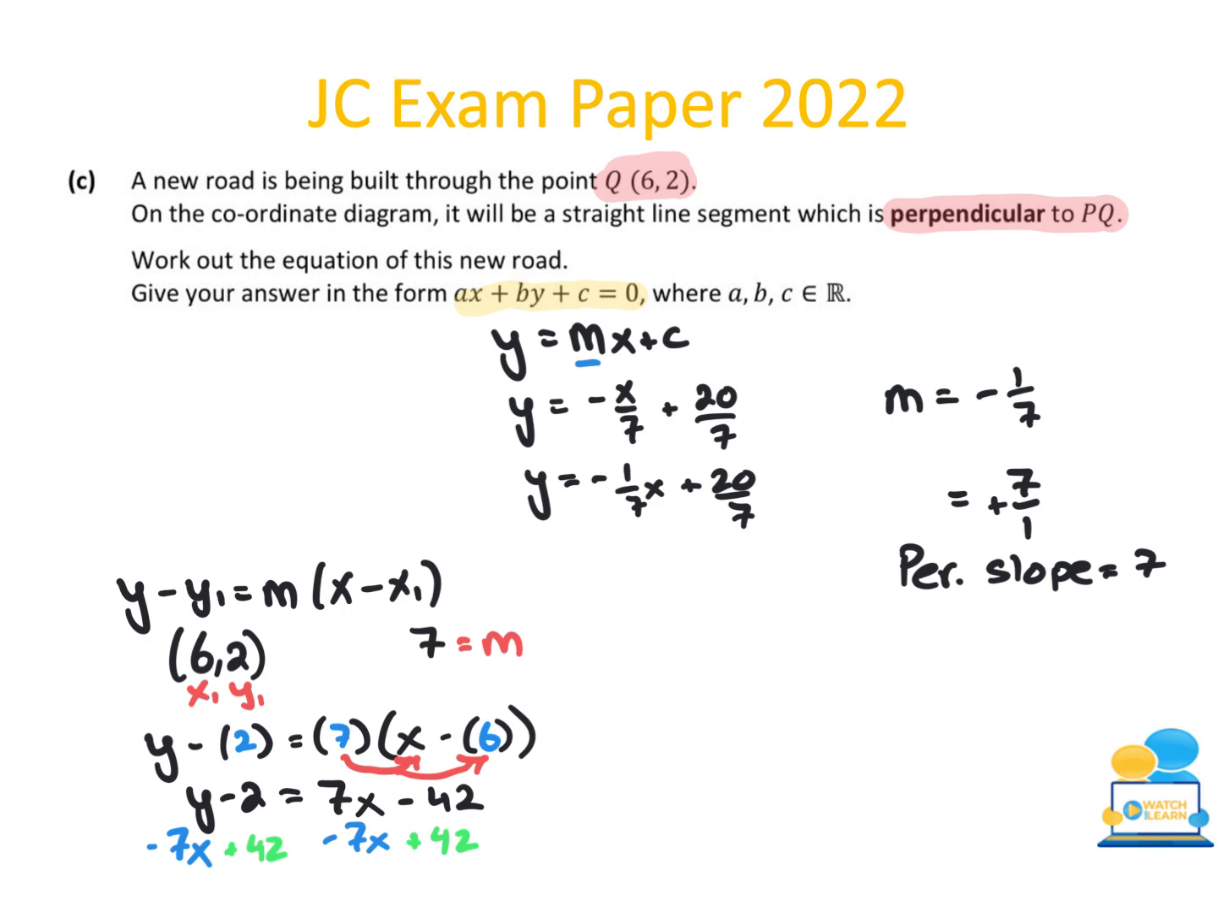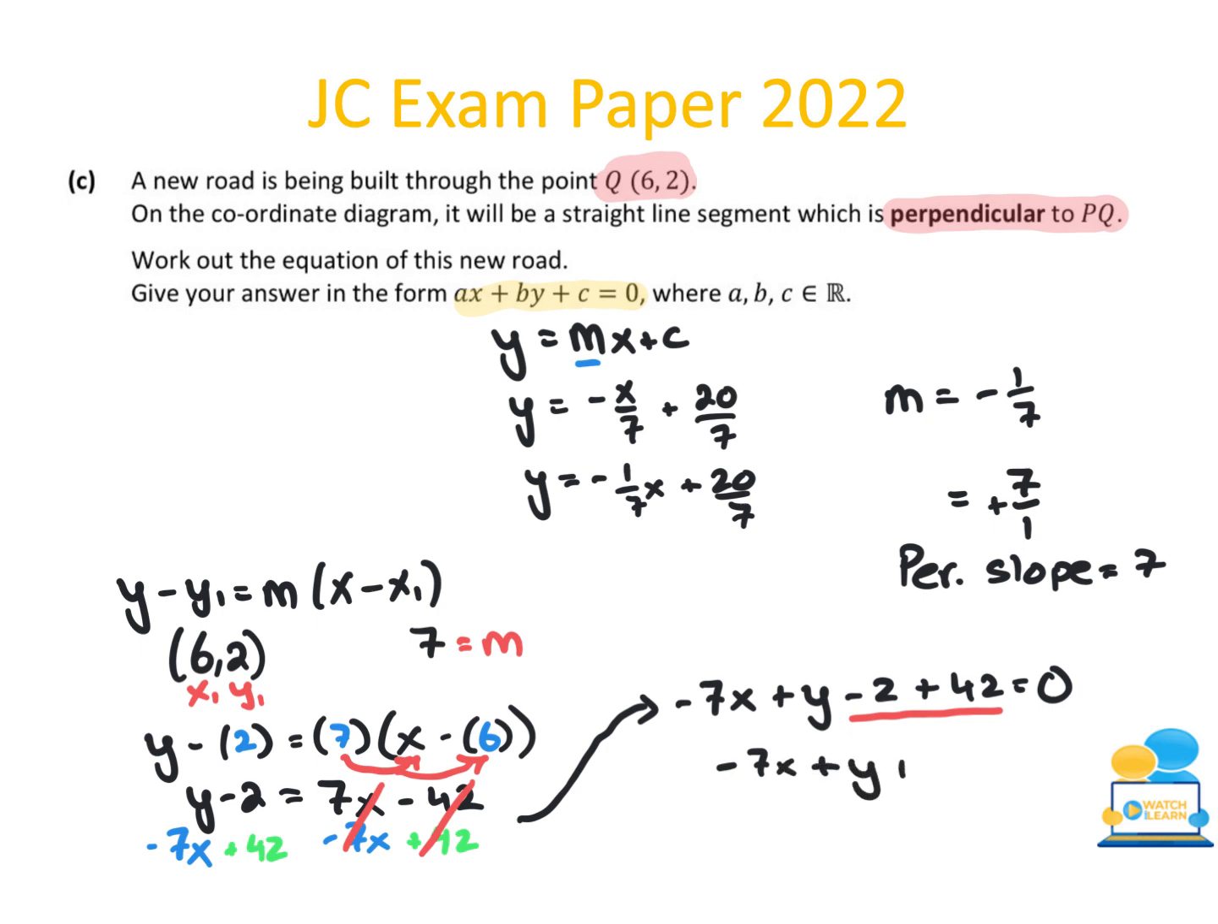Tidying up, that will cancel out my right-hand side completely. 7x minus 7x is 0 and minus 42 plus 42 is 0, which means I will be left with 0 on the right-hand side. On the left-hand side, I now have minus 7x plus y minus 2 plus 42 equals 0. Tidying up the equation as much as I can, adding the like terms minus 2 plus 42, that will give me minus 7x plus y plus 40 equals 0.